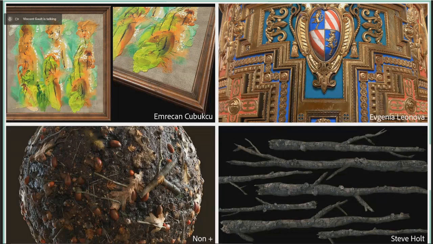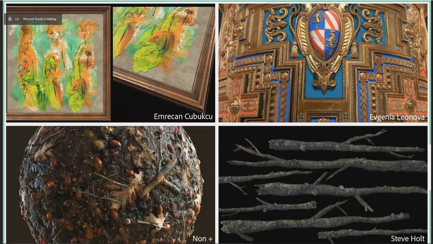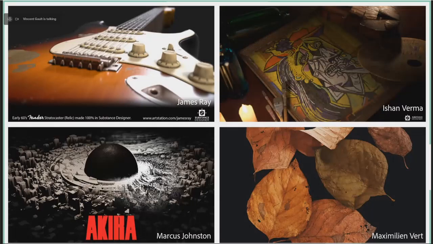Then we have Nonplus, who made a crazy detailed ground floor, which was really cool. Steve Holt on the bottom right made a branch generator. It's actually super useful because you can generate branches on the fly and it makes you an atlas directly, so super nice. Then we have James Ray, who said, why not make a guitar directly with nodes in Substance Designer? Why not? We don't know why, but that's super cool.